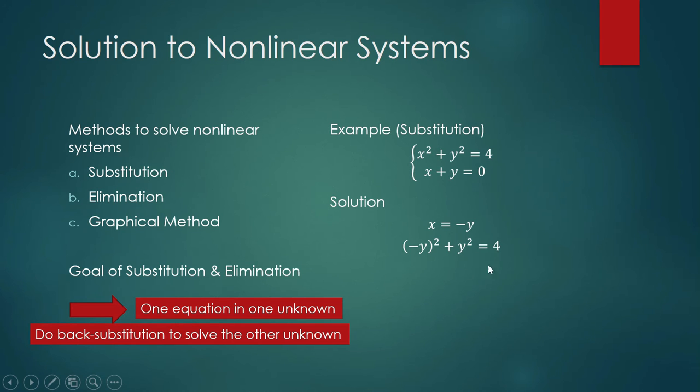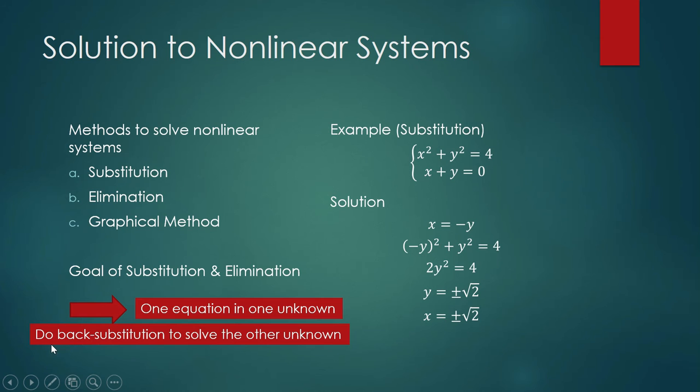So this now, look at this. This now is an equation, okay? One equation in one unknown. The unknown is y. And solving for y, y squared is equal to 4 over 2. So y is equal to plus or minus square root of 2.